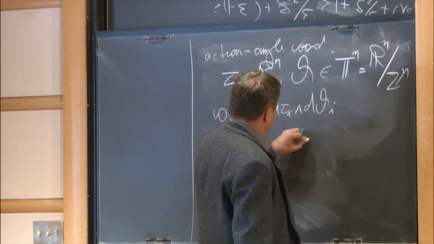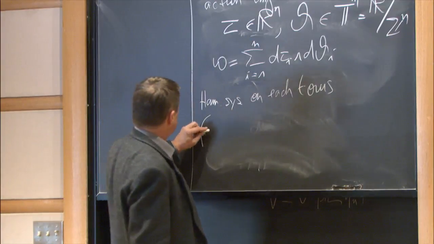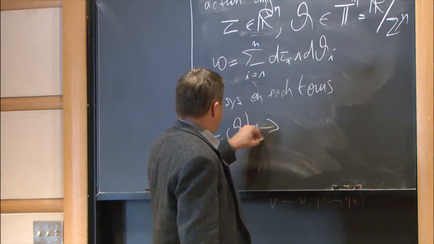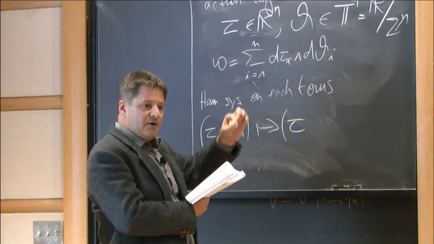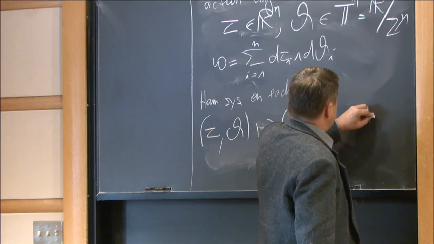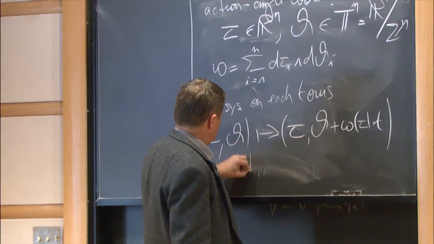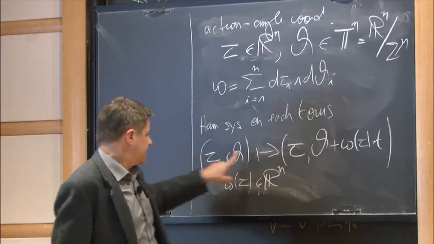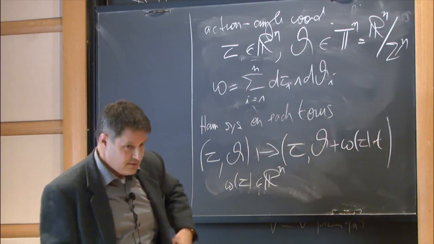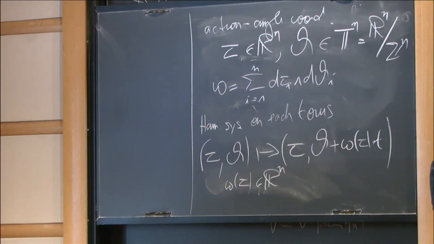on each invariant torus simply looks like a translation. Tau, theta is mapped to: the action variable is invariant. That's the parameter which parameterizes each torus. And in the theta direction, we simply have a linear translation. However, these frequencies will in general depend on the action variable tau. This is usually only possible on a part of the phase space.